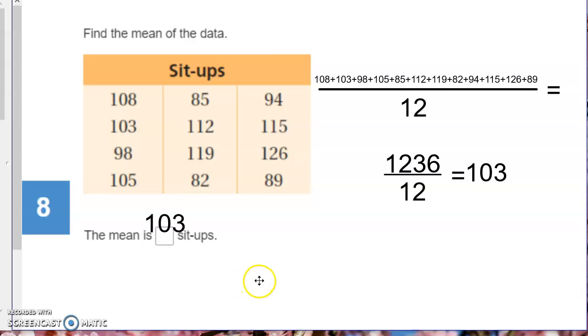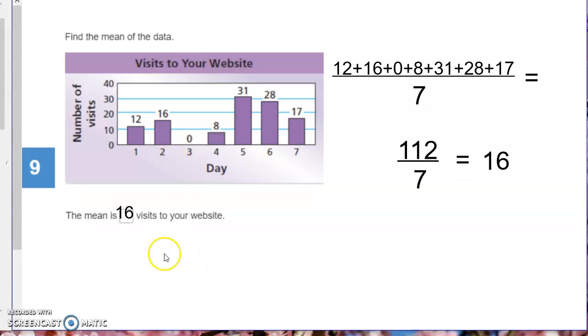Question number 8, you definitely needed a calculator to help you out with this one because you had to add all those numbers together. You should have gotten an answer of 1,236. If you didn't get that, I would encourage you to add that set of numbers more than once just to double check, because when you're adding together 12 numbers like that, it's often likely that you will make a mistake along the way. But then when you divide that by 12, you get 103. So the average number of sit-ups was 103, or the mean is 103 sit-ups.